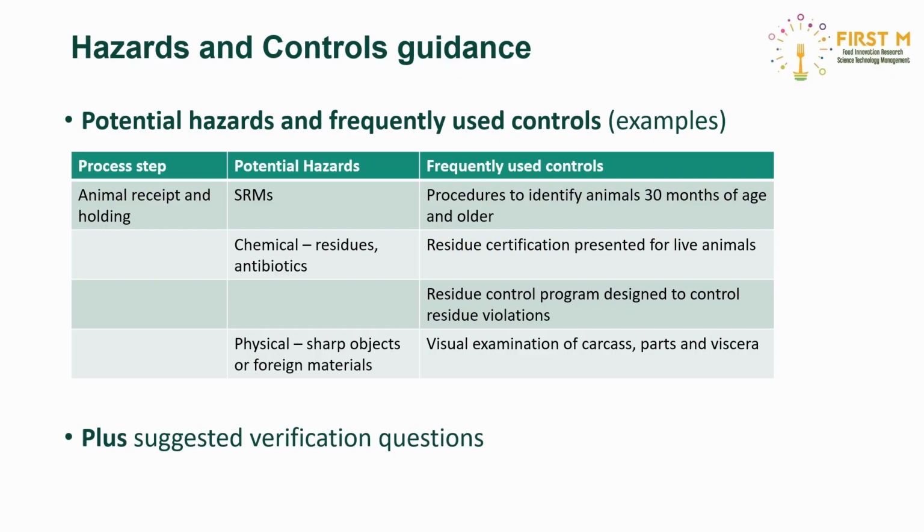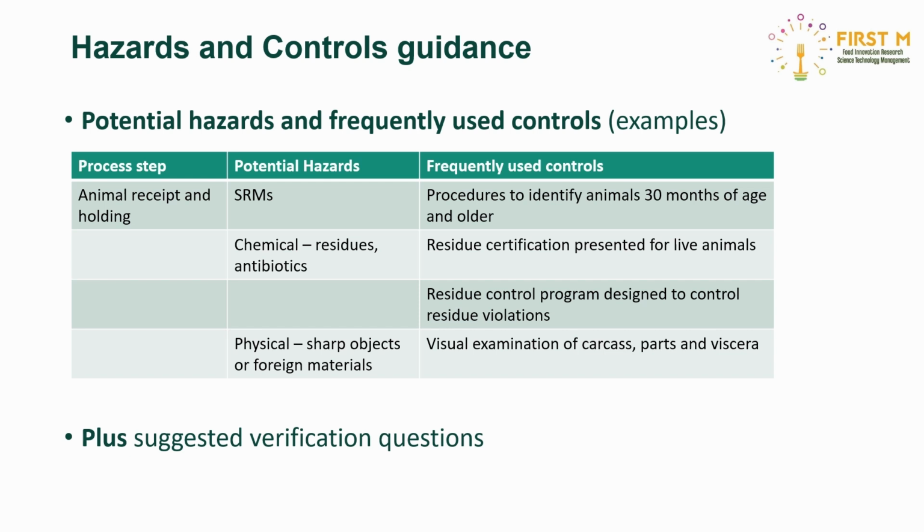Here's an example of potential hazards on animal receipt and holding. They list potential hazards as SRMs, residues like antibiotics, and physical hazards such as sharp objects.